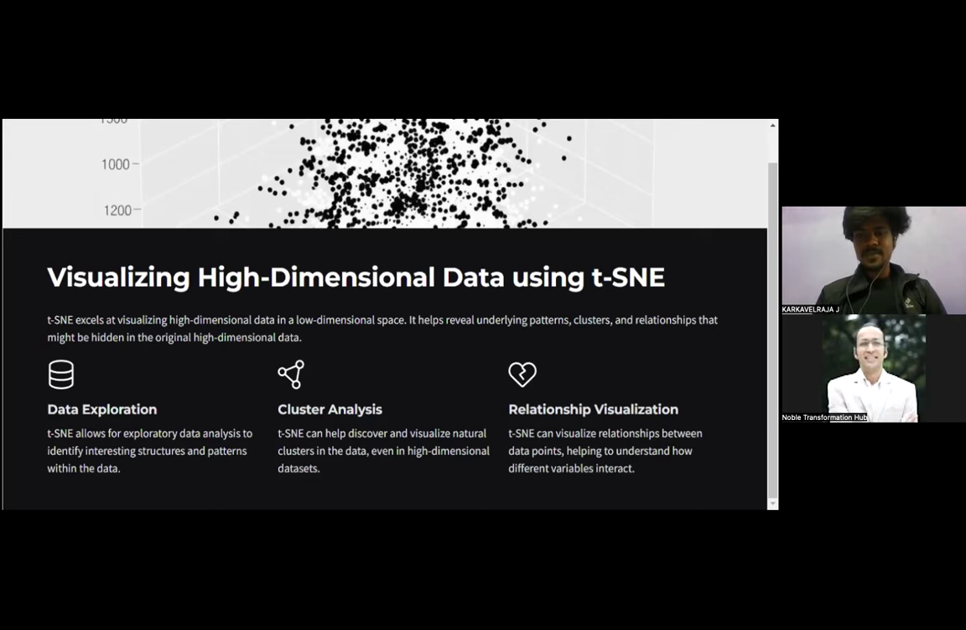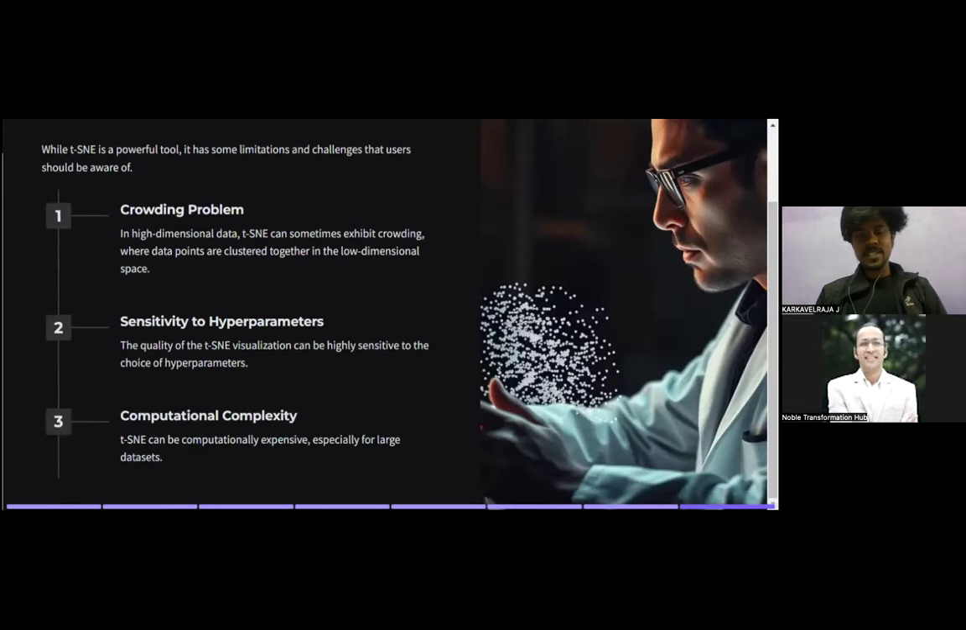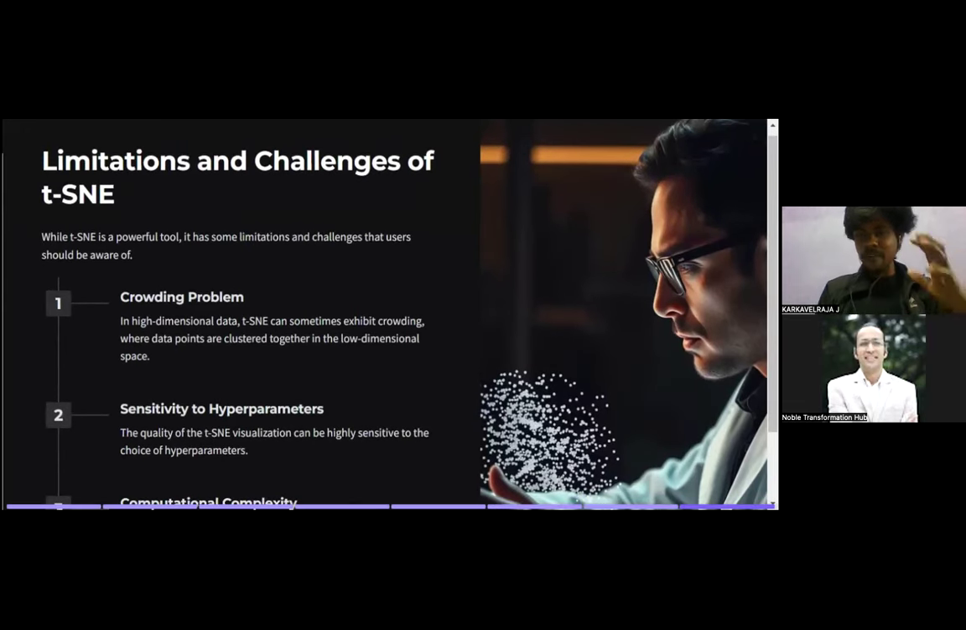Yeah, sure, sir. Let's see the limitations and challenges of t-SNE. Every algorithm we are seeing has some limitations, so that we can get a better algorithm out of it. So let's see the same thing: what are the limitations and challenges of t-SNE?